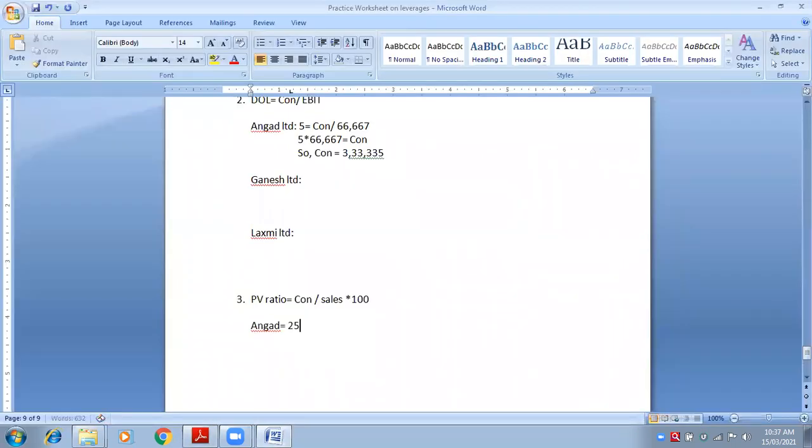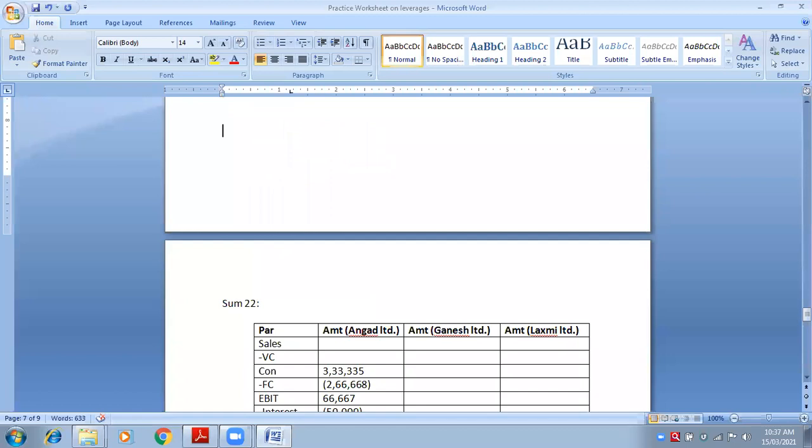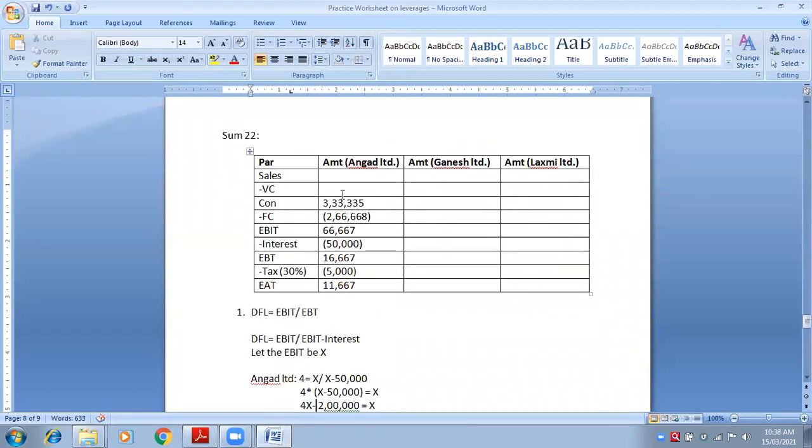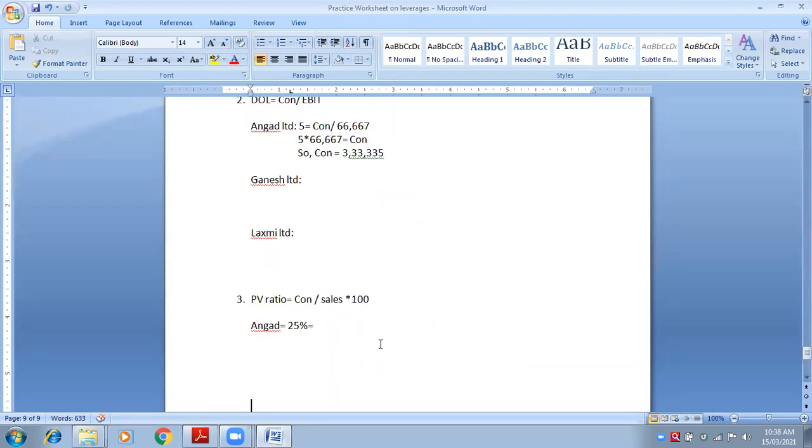25. So you will write here 25% is equal to contribution. Remember please, contribution is already with us. We have found out 3,33,335. So this will be used in the formula of PV ratio, because there the formula is contribution upon sales into 100. So contribution is available with us divided by sales. Now remember, we have already used the percentage sign here, so into 100 will be ignored.